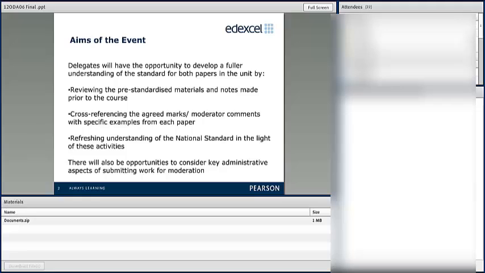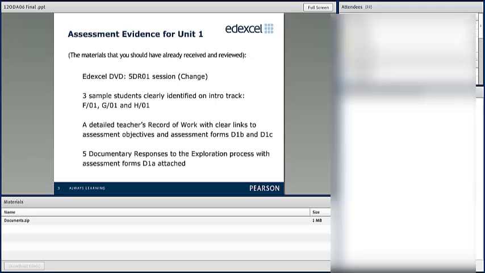in terms of looking at some of the DVD evidence, and also at the record of work, which is a vital piece of evidence. I mentioned that some of you may have pre-reviewed the materials, and some of you may not, so don't worry about that too much. We're also going to think about those key admin aspects of submitting work for moderation, and that's really what you're going to ask me when you submit your questions. We're also going to have some open question discussions so that you can talk to each other, trying to mirror a little bit what we do when we meet in a face-to-face environment.